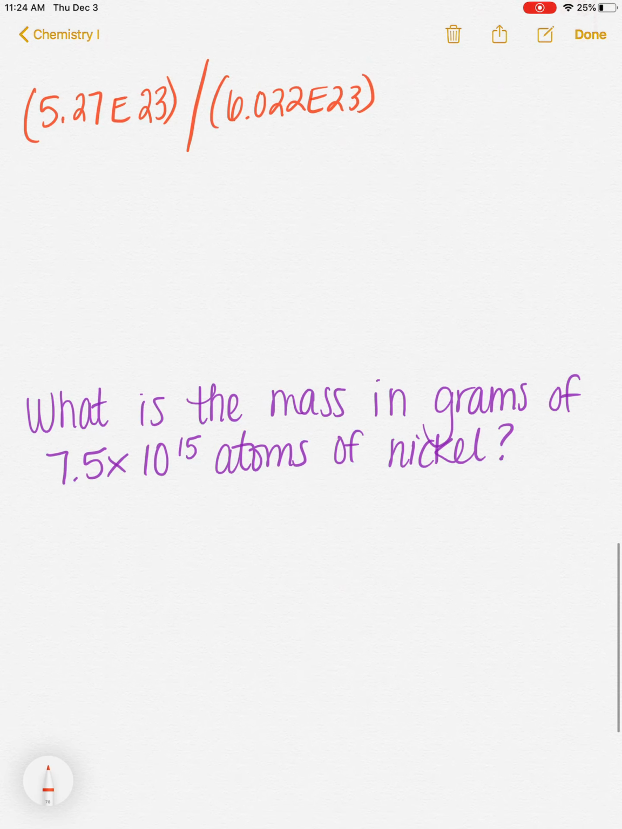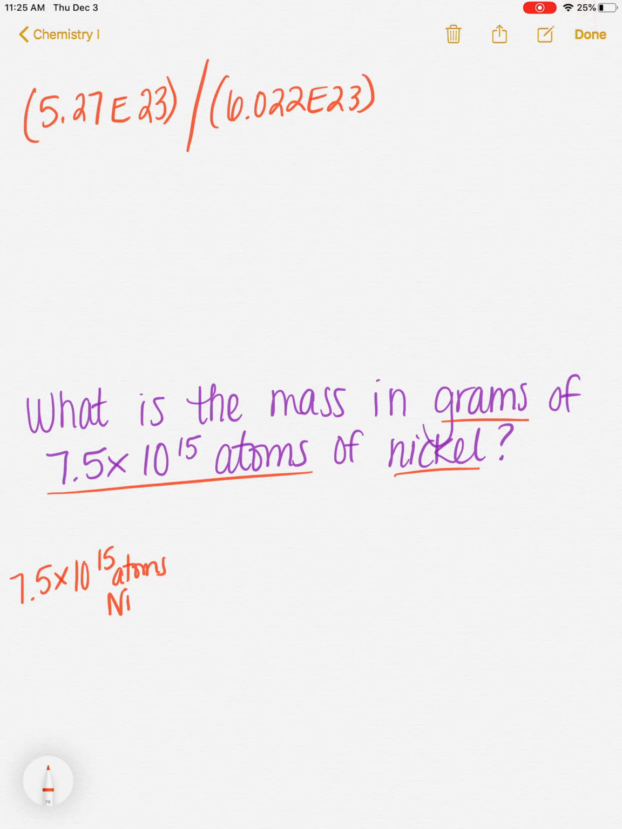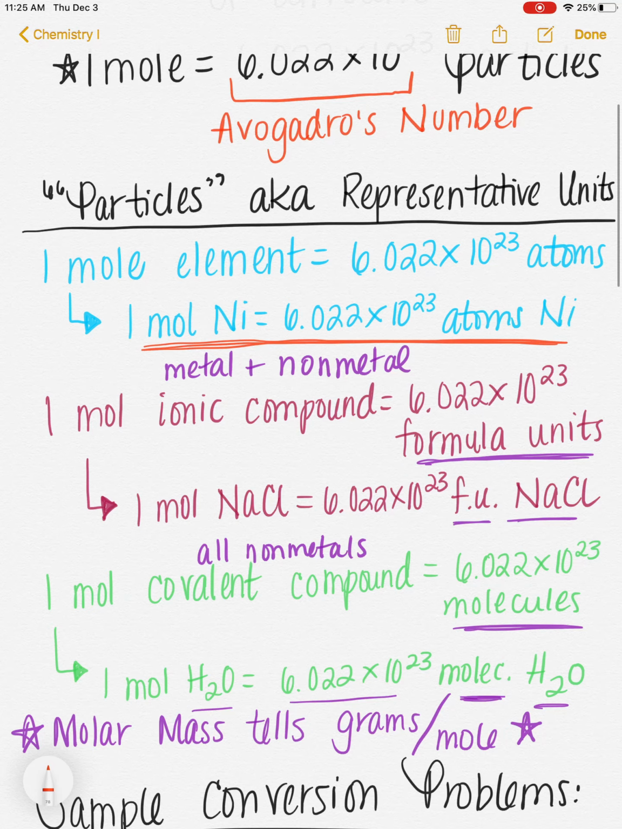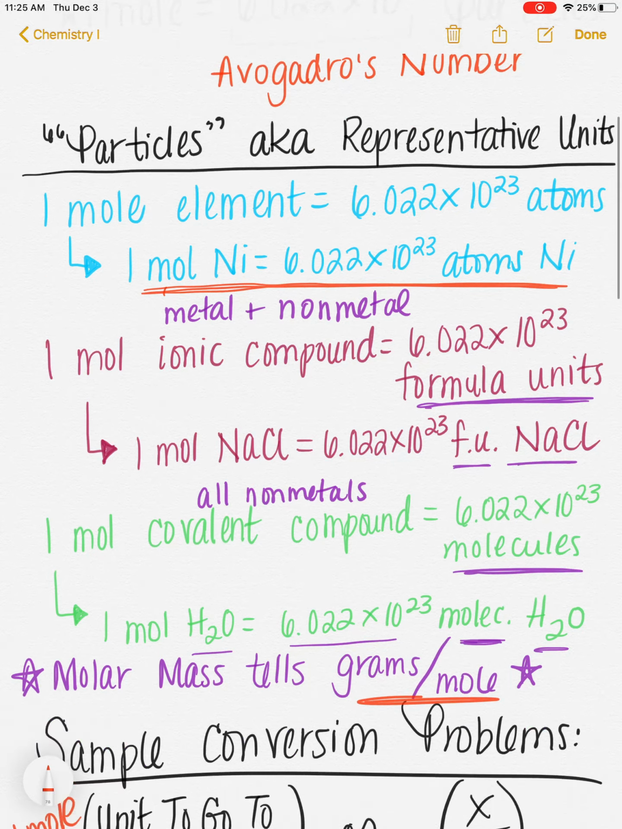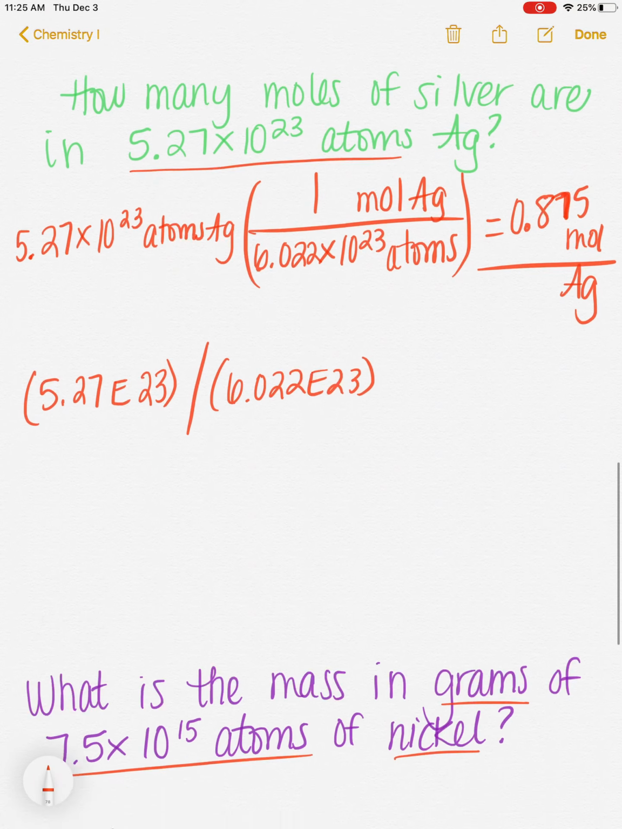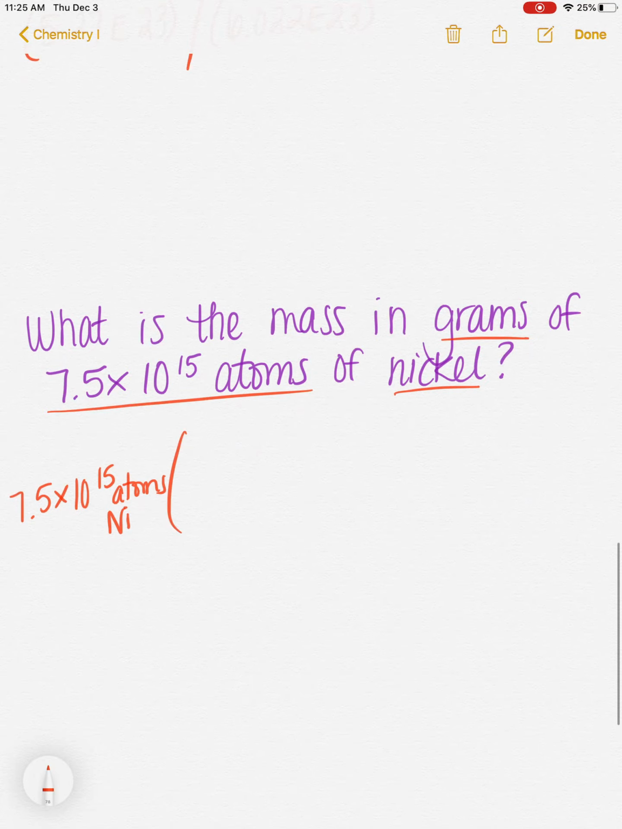All right, next. What is the mass in grams of 7.5 times 10 to the 15th atoms of nickel? So this time we're starting with 7.5 times 10 to the 15th atoms of nickel. And I want to go to grams. Unfortunately, there's no direct link between atoms and grams. The only thing that we have is atoms to moles, and then we have molar mass for getting from grams to moles. So this is going to be a 2-step problem.